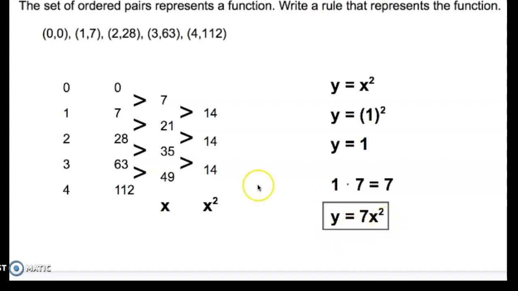And I can check these. Put 2 in for x. 2 squared is 4. 4 times 7 is 28. Put in 3 squared, you get 9. 9 times 7 is 63. 4 squared is 16. 16 times 7 is 112. So this checks, so this is my answer.